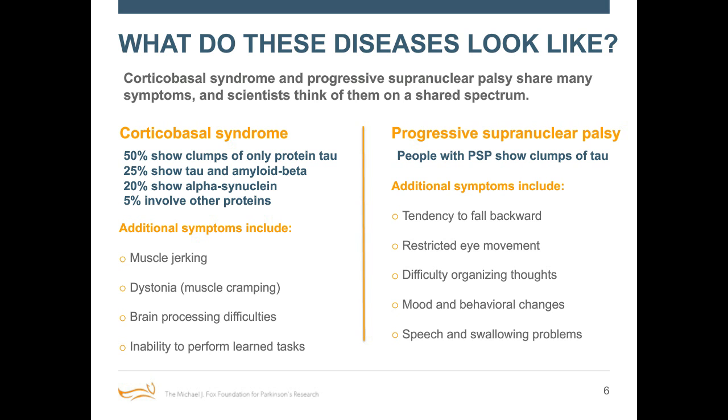So we have on the screen now, Drs. Pantelliat and Golby, corticobasal syndrome and progressive supranuclear palsy. And we have at the top that they share something in common. What is it that they share? Why do we have these groups together? What is it about the two of these that makes them similar? Dr. Golby?